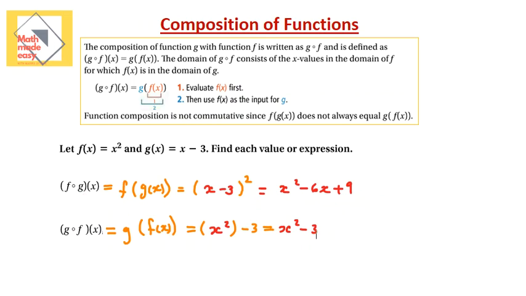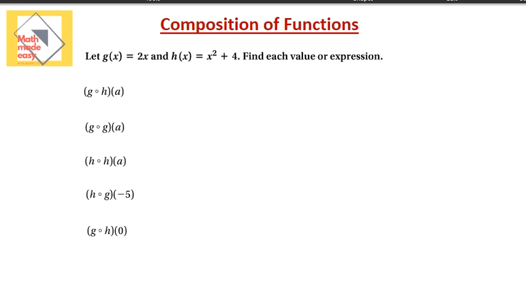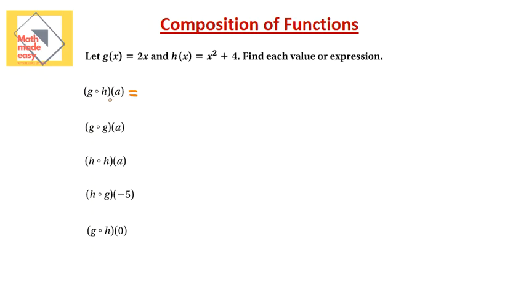Now let's look at another question. Now here we have, let g of x equal 2x only, and h of x equal x squared plus 4. Find the values of the expression. Now g composition h of a. Now, it's not of x. So what are we going to do?